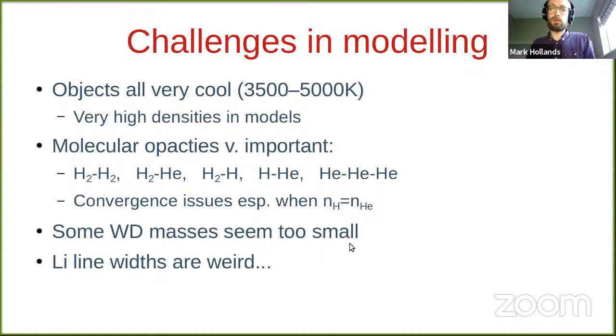A couple of things that I will talk about in a minute, but one of the things we found quite challenging is that the masses that we find tend to be a bit on the small side. And this isn't something that is unique to the models we're using. Other people looking at cool white dwarfs, not necessarily with metals, have also had similar difficulties in the past. But one thing we specifically did find very strange is that the lithium lines themselves are very different in shape to what our models predict they should look like. And so that presents another challenge in the analysis.